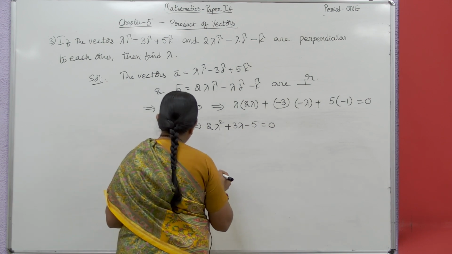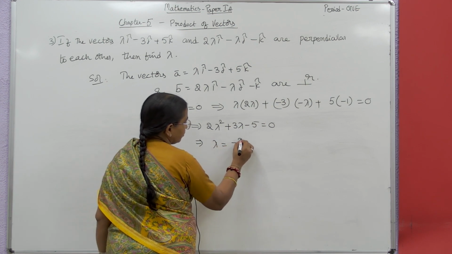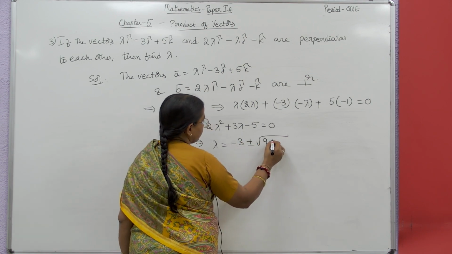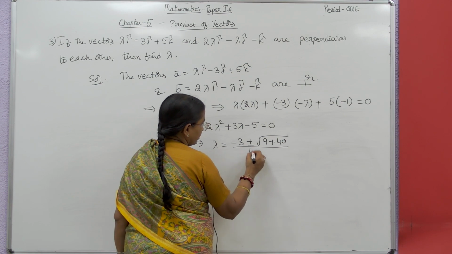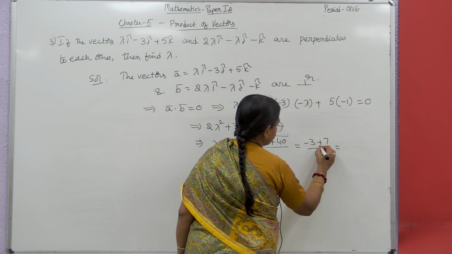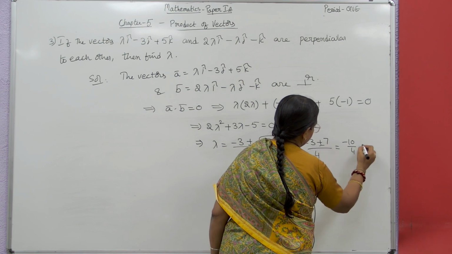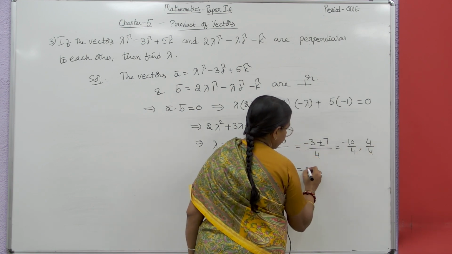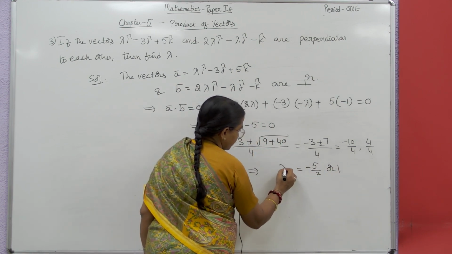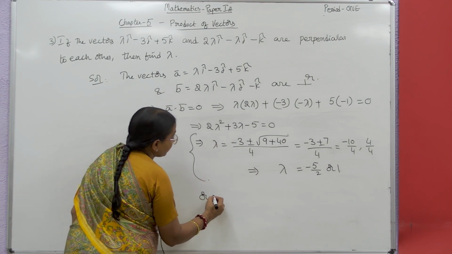So you can find factors, or you can also use the formula lambda is equal to minus b plus or minus root of b square minus 4ac by 2a. So you can use either this formula or you can use factors, minus 10 by 4 or 4 by 4. That means minus 5 by 2 or 1.